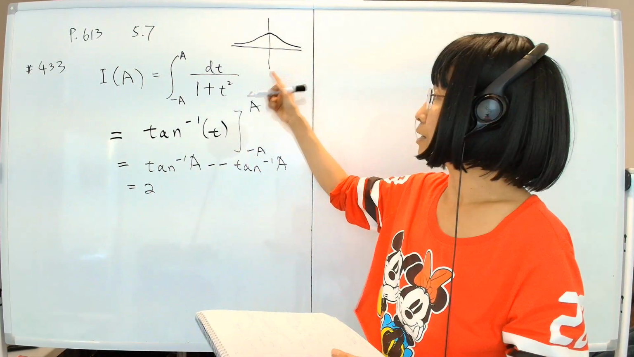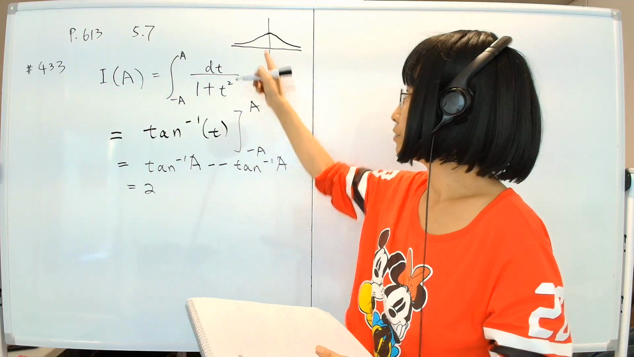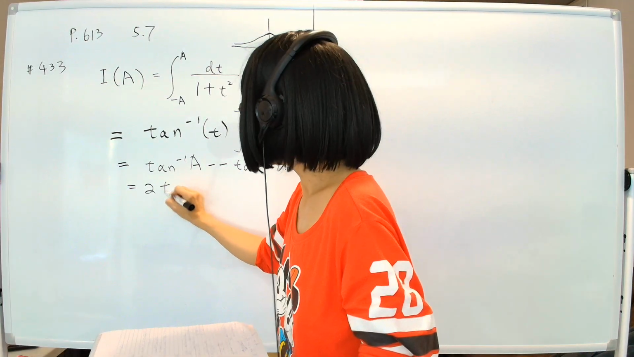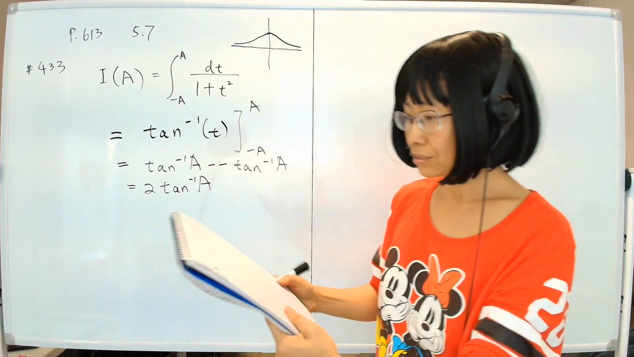Like I said earlier, this is an even function, so you might as well integrate from 0. So you add two of them together. So that equals 2 tangent inverse of a. And so far so good.